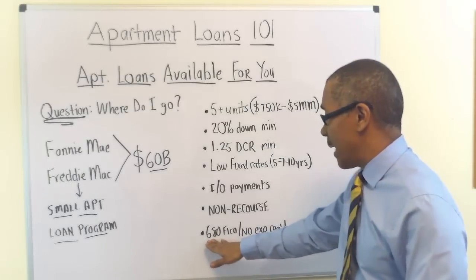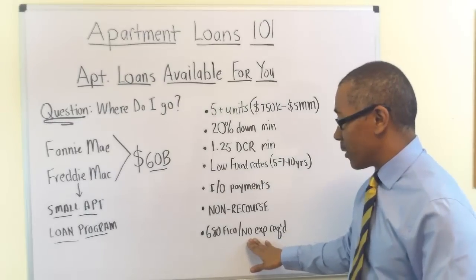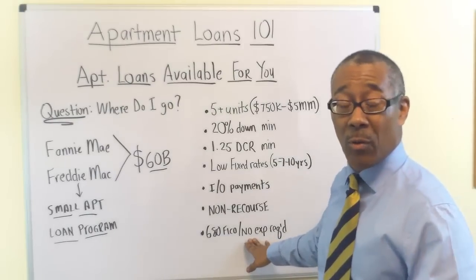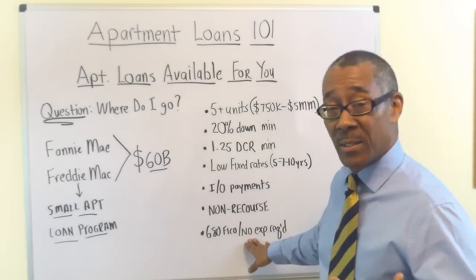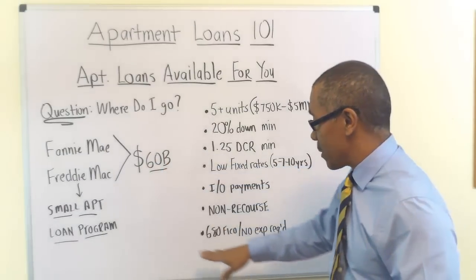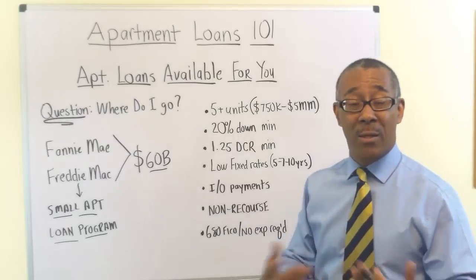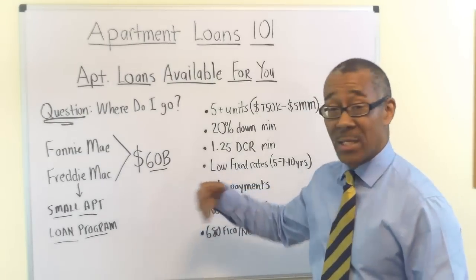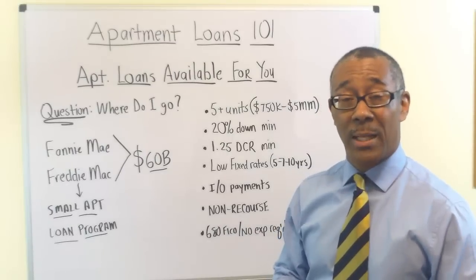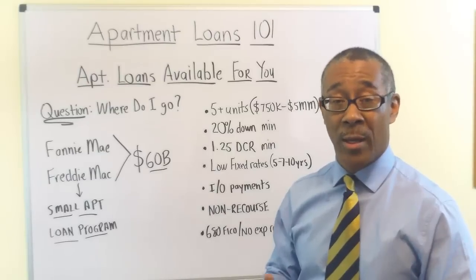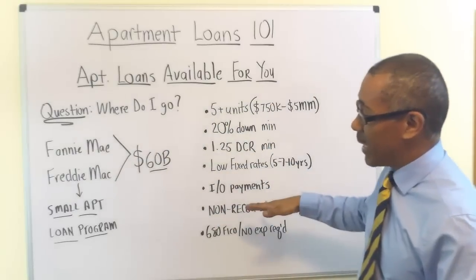And lastly, you need to have a 680 FICO score, and the good part is you don't need experience if you are local and the property is local. So you don't need experience. You don't need to have 2 or 3 years in this business to qualify for these loans if you are not an absentee owner. But if you are an absentee owner, all right, so these loan products may still work. You're just going to have 2 years or 3 years of experience, plus have an experienced property manager managing your property for you. All right, okay, so that's what's available today.